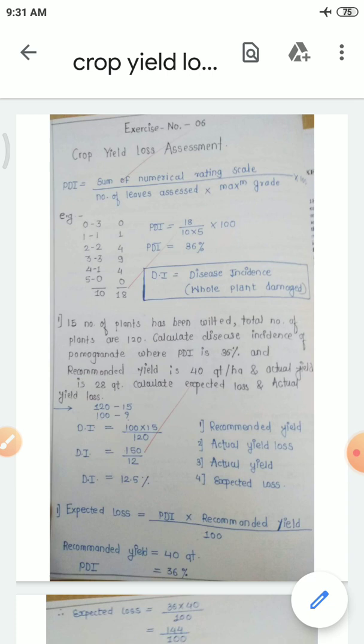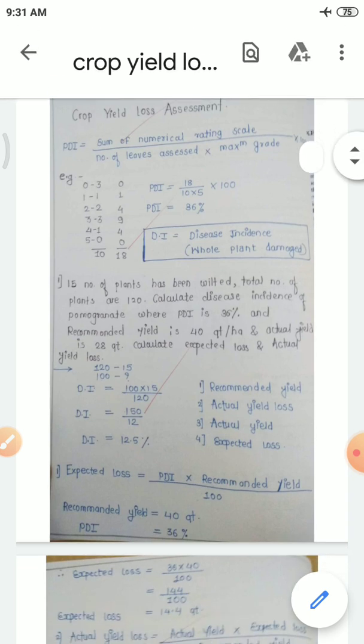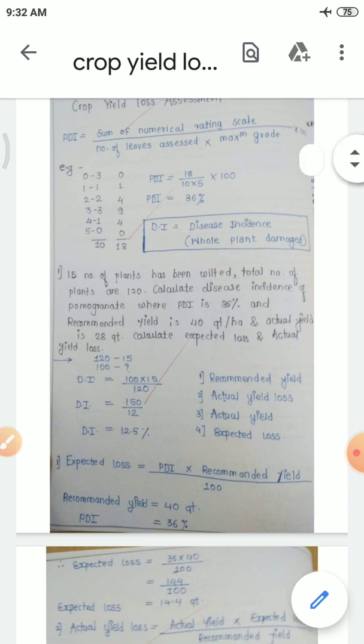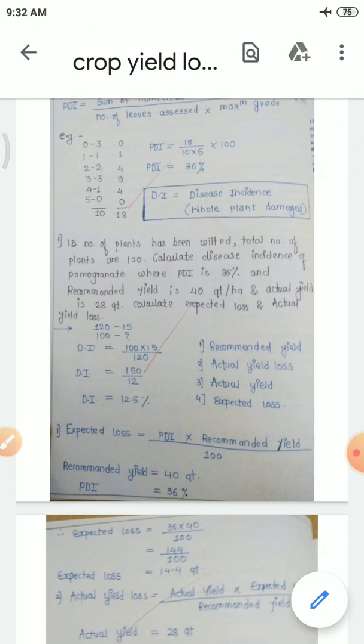Now in this exercise let us see the first example, and with the help of that example we have to calculate the different values. In the first example you have to see that 15 plants have wilted, and the total number of plants is 120. That means out of 120 plants, 15 plants get damaged. Calculate the disease incidence of pomegranate, where PDI is 36%, recommended yield is 40 quintals per hectare, and actual yield is 28 quintals. Then we have to calculate the expected loss and actual yield loss.